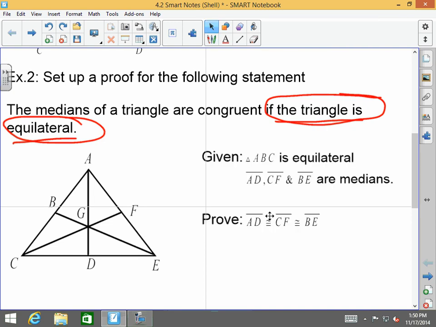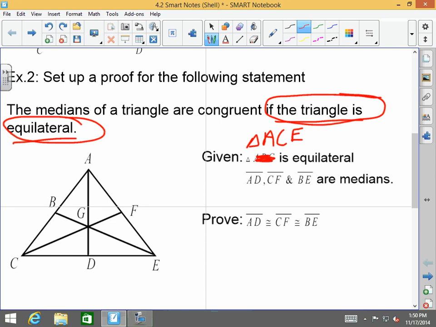So, okay, as usual, I messed up. It's not triangle ABC. I apologize greatly. It's triangle ACE. Sorry about that, boys. So triangle ACE is equilateral. That's given. This triangle has 3 medians. That's given. What are we trying to prove? I'm trying to prove that these 3 medians are congruent. They're the same measure. They're congruent. So that's what I'm trying to prove.